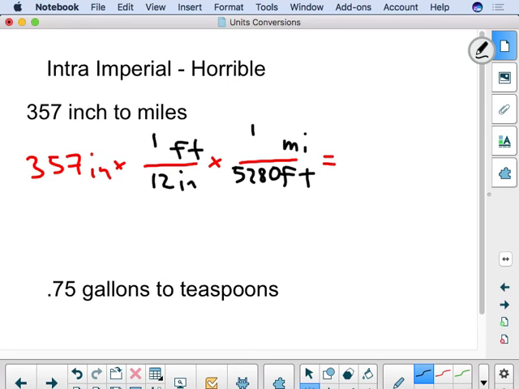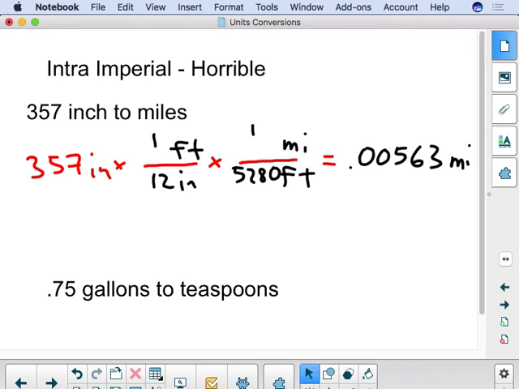Okay, so now you're taking 357 times 1 over 12 times 1 over 5,280, dividing by each of those numbers. And on our calculators, Aiden, what crazy decimal do we get? 0.00563. And what unit is that in, Ben? In miles. So we should have canceled out the rest of it. Feet's in the top and bottom, inches in the bottom and top, so in miles.